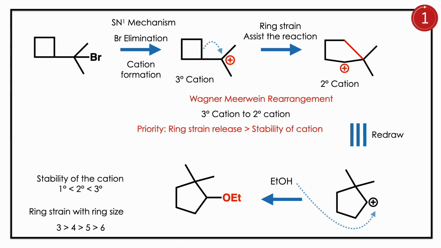The tertiary cation becomes secondary through ring expansion. Here ring strain is relieved but cation stability is reduced. So if you read it nicely, you have cyclopentane, you have a cation which is quenched by ethyl alcohol, you have an ether there. Here the concept you outline is, whenever there is a cation, ring strain will always be relieved, even at the expense of cation stability.